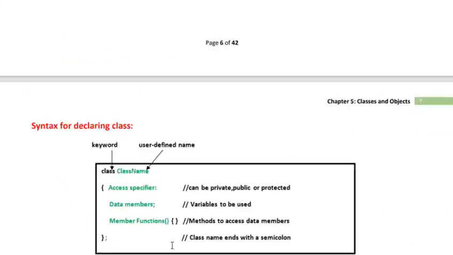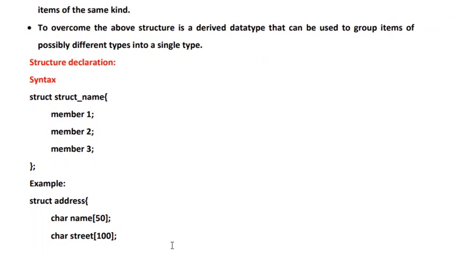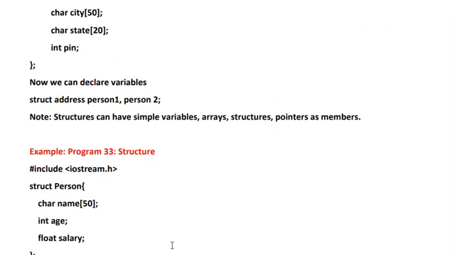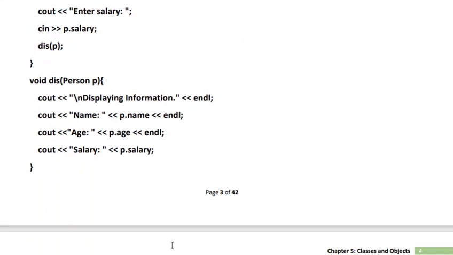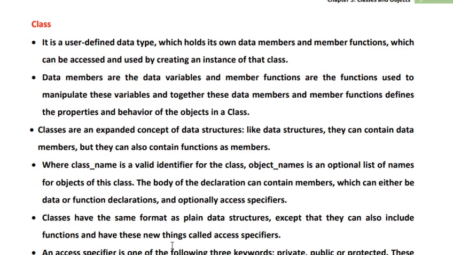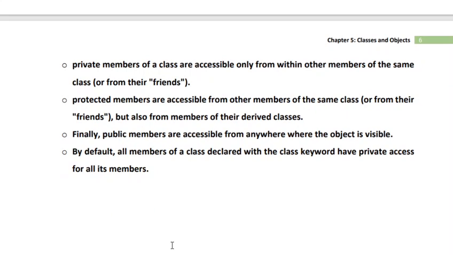So in today's class, we have learned what a structure is, what led to the evolution of structure, the syntax for structure declaration, how to declare structure variables, how to use structure for manipulating data, and the limitations of structure. We have learned about class, what led to the evolution of a class, the various properties of the class, and the importance of the data members and the member functions. We have learned about the access specifiers that may be associated with the members of the class.